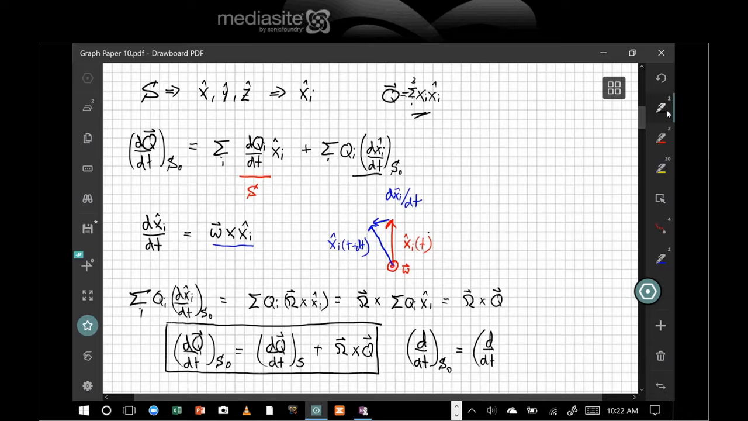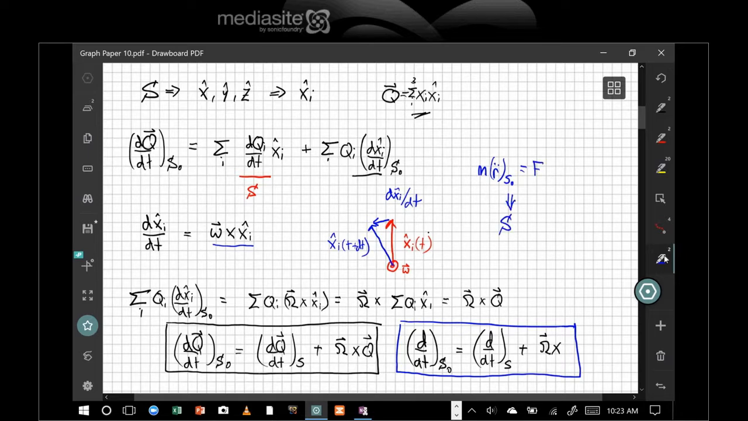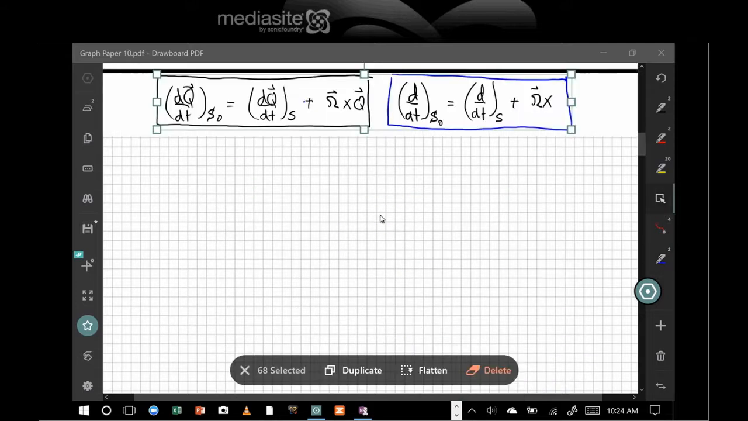Now, to make things a little more convenient, notice that q is completely arbitrary, so instead of writing this as a complete derivative, I'm going to write it as an operator. For my operator, d dt, an operation in the S naught frame, I can relate that to d dt in the S frame plus Omega cross whatever. So that's another important result. It's basically the same result, but instead of writing it as a complete thing, I write it as an operation.